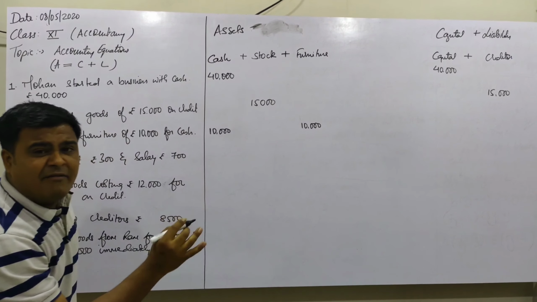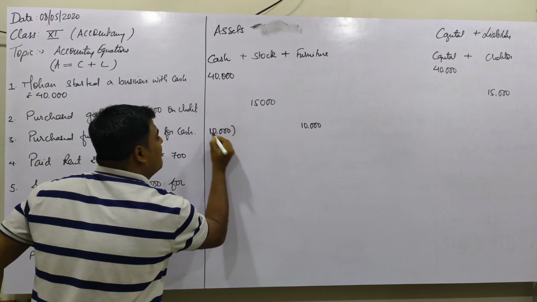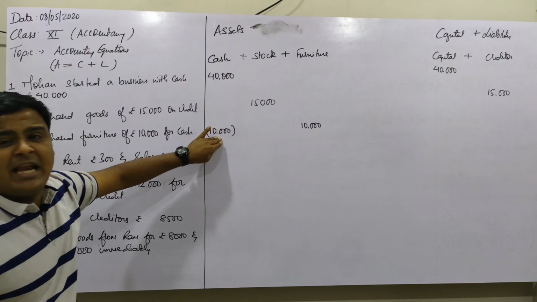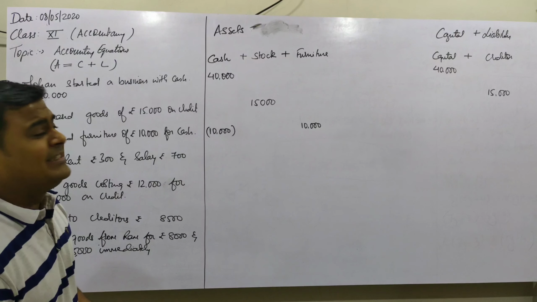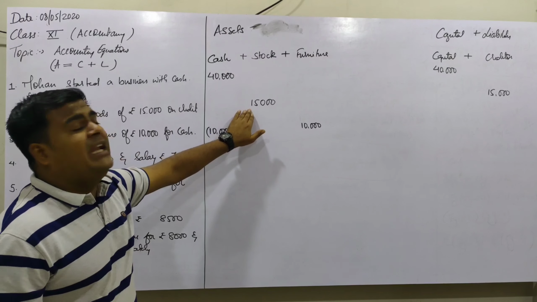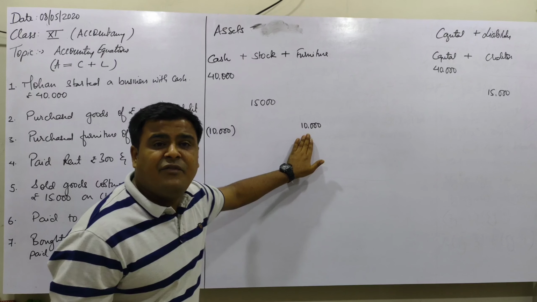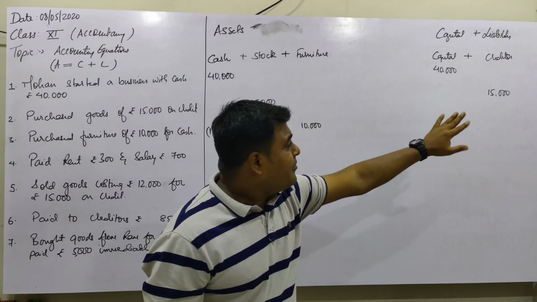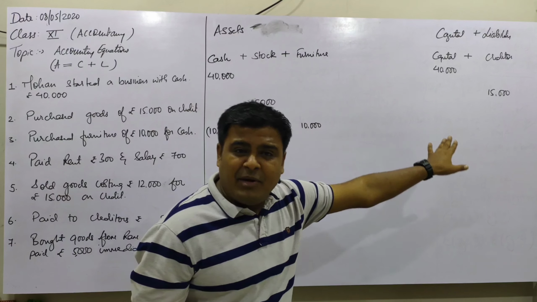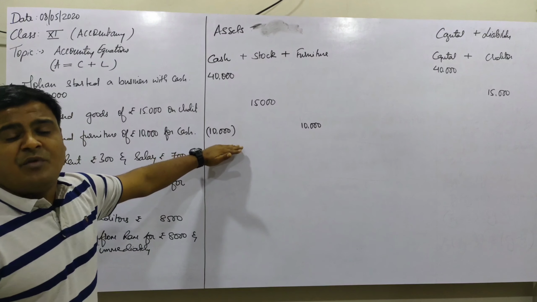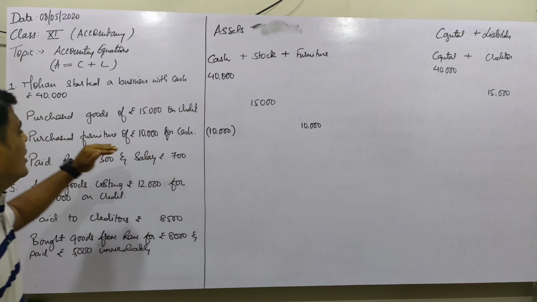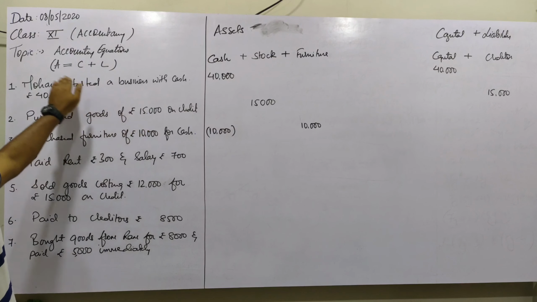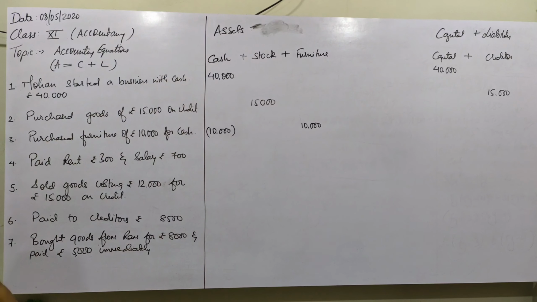Remember, whenever you are deducting any amount, you need to use the bracket, that is 40 minus 10. Now let us see the total of the asset side. 40 plus 15 is 55 plus 10, 65 minus 10, 55, and here there is no change in the liability side. So the net total is 55,000 on both the sides. Here also this transaction proved that assets is equal to capital plus liability.